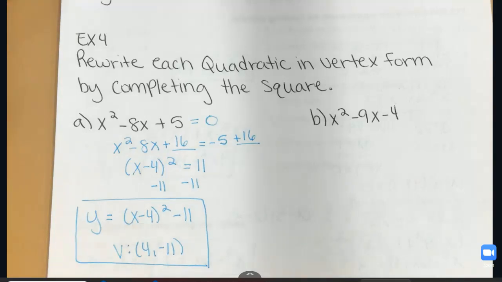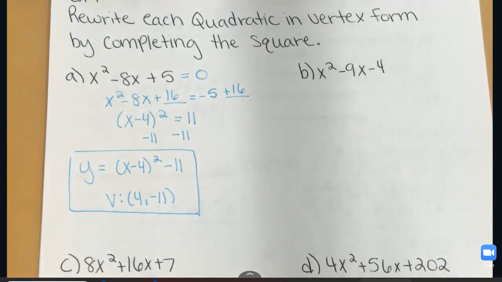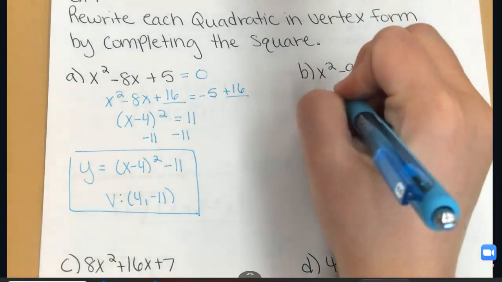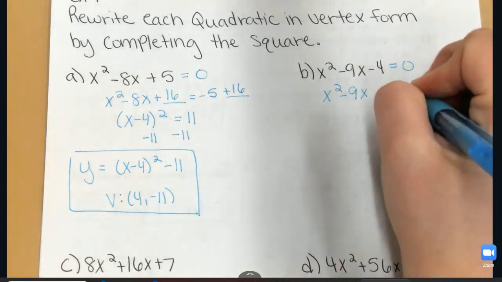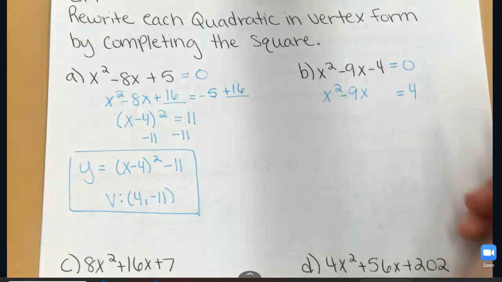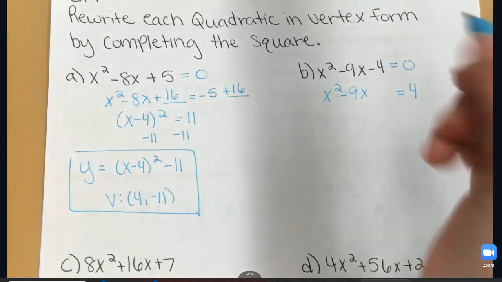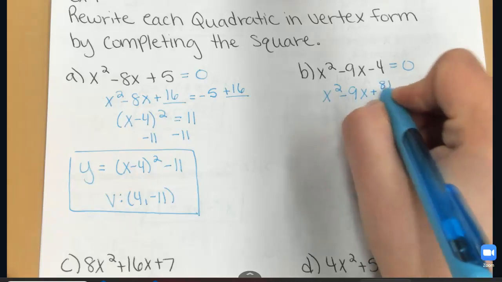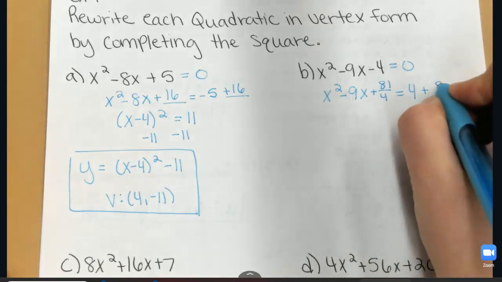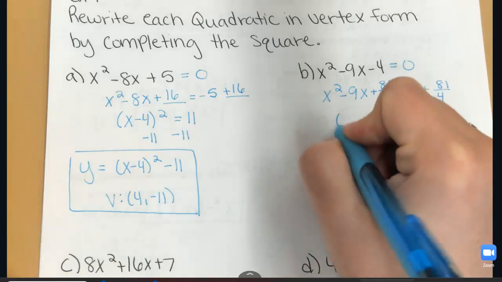Okay, let's get some more practice in here and doing that again on B. I need an equal sign to move something to, so I'm going to move the 4 over. And then we got a good old odd number here, so half of negative 9 is going to be negative 9 over 2. When I square that, I get 81 over 4. So that is what I'm going to add to both sides.